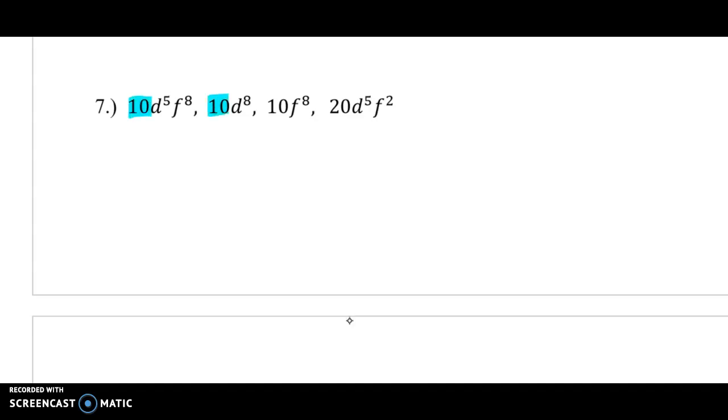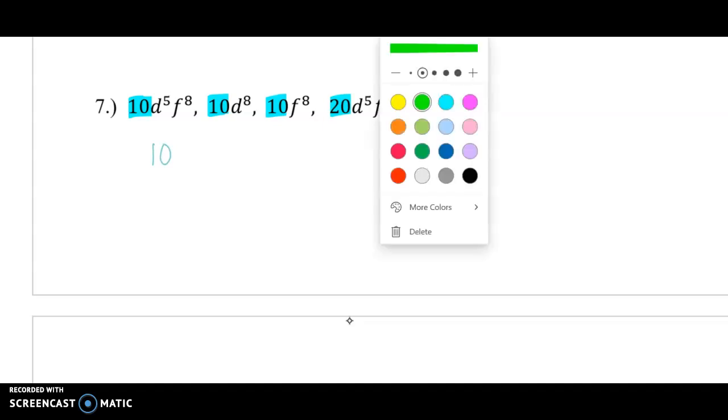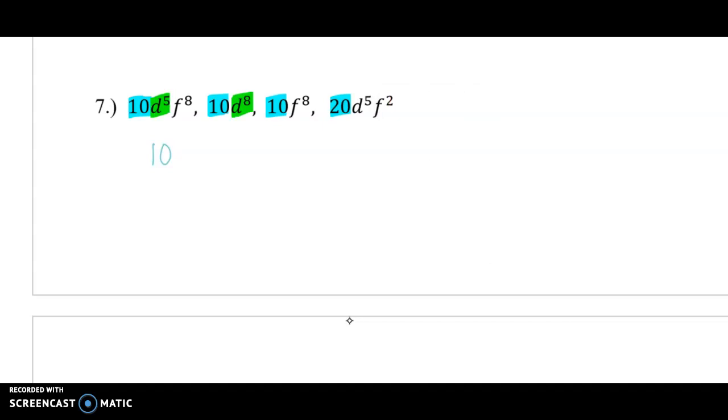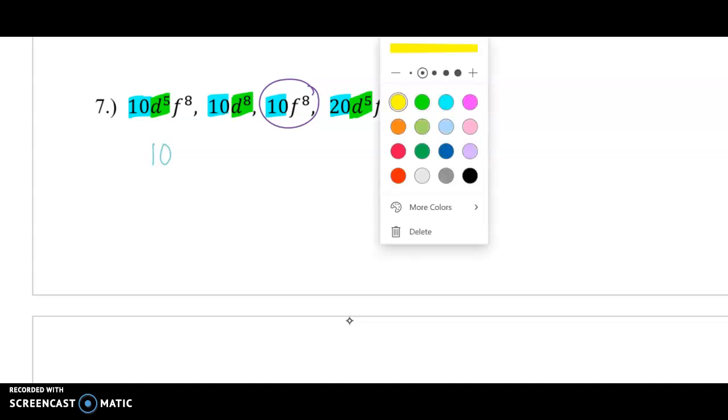So we have 10, 10, 10, and 20. The largest number that goes into 10 and 20 is 10. Then we have our D's. D to the 5th, D to the 8th, D to the 5th. But if you notice, this term right here does not have a D variable, which means I cannot take out a D at any point because not all of my monomials have the variable D in them. So then that means we have to move on to our next one.